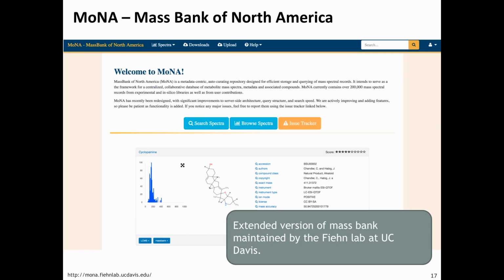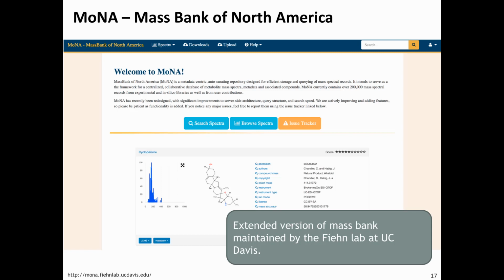Then there is MoNA. That is an extended version of MassBank that's maintained at the Fiehn lab at UC Davis. Also has a nicer web interface, more spectra in there. Otherwise very similar to MassBank.